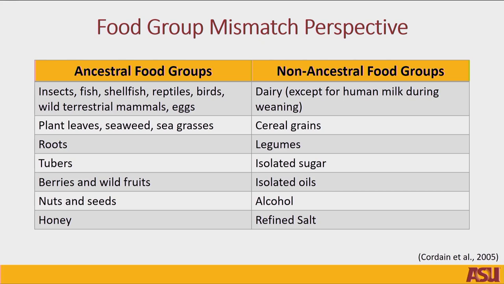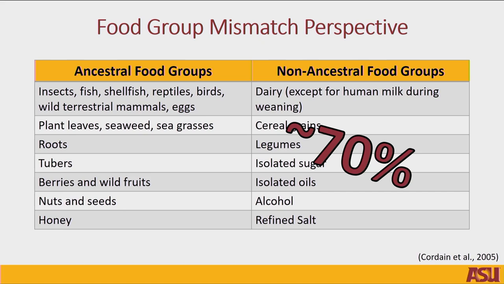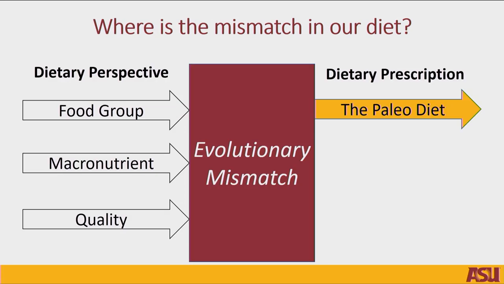So the first one, the food group perspective, is the one many of you are familiar with. You have ancestral food groups and non-ancestral food groups that came after the adoption of agriculture. Food groups on the left here under ancestral would be considered under the paleo diet, and everything that's not under the paleo diet would be the non-ancestral food groups. And we know that today this represents roughly 70% of the calories that we take in. So this brings us back here for the paleo diet.